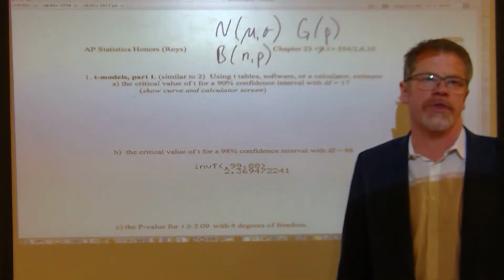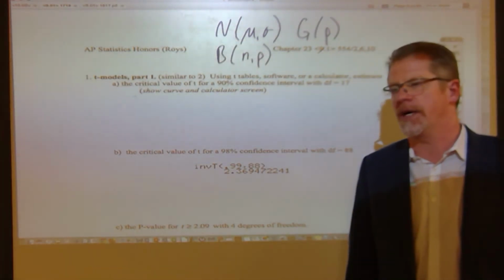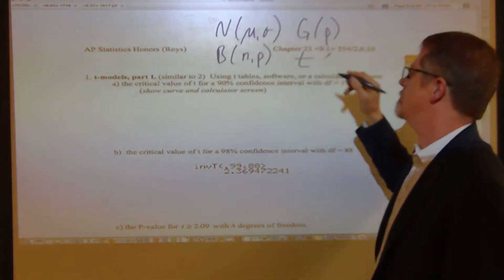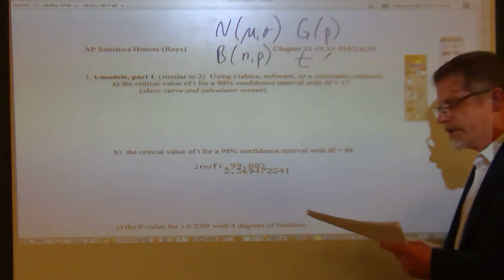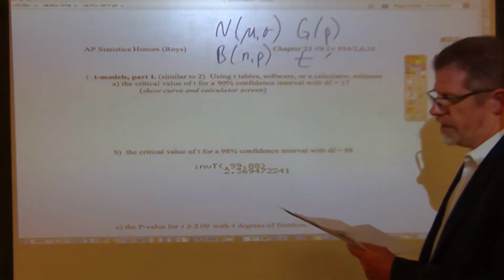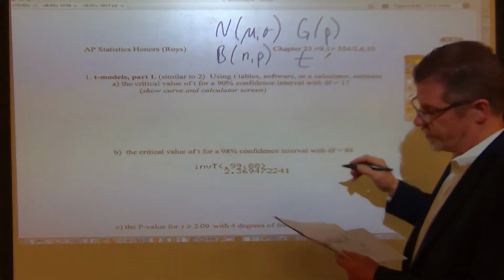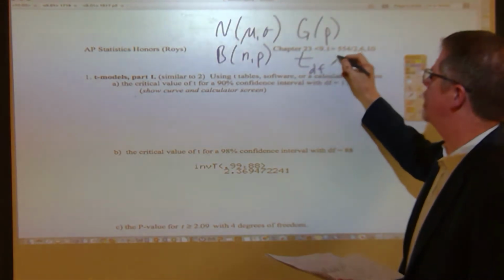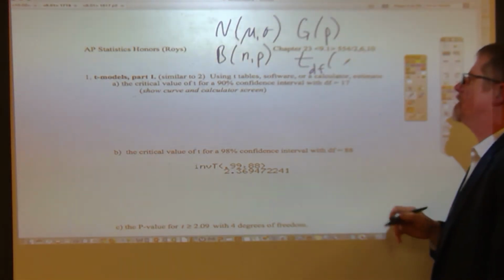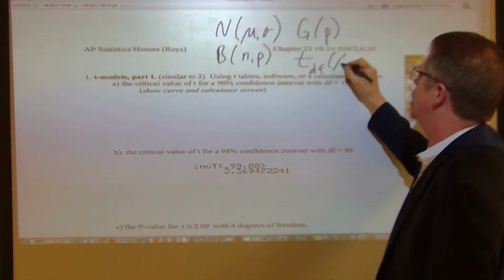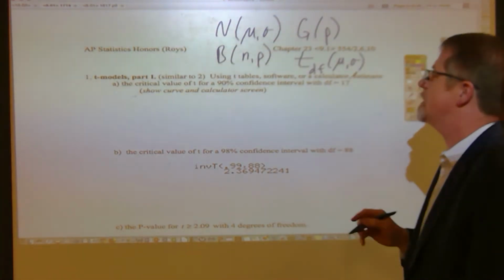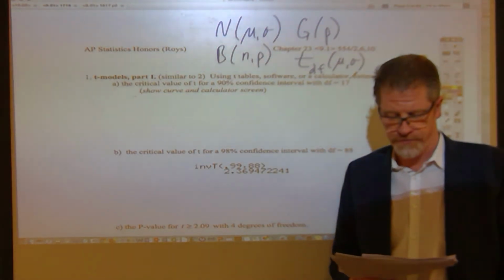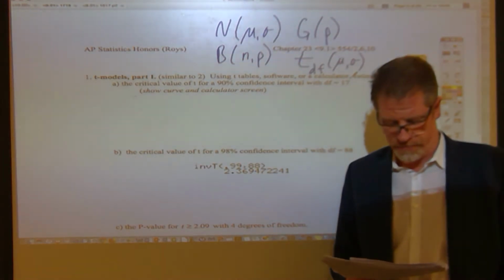Today we get our 4th model. Sometimes you say according to the normal model, according to the binomial model, according to the geometric model. Today's going to be according to the student's T model. It's the T model, lowercase t, and the parameters you need are the number of degrees of freedom, df, a mean, mu, and a standard deviation, sigma. So it's really 3 parameters.